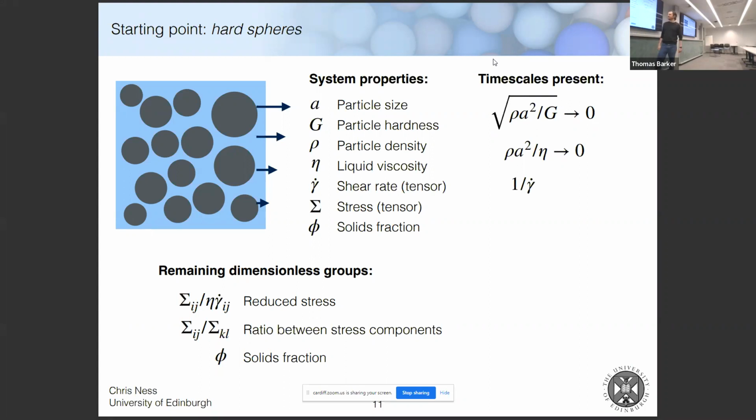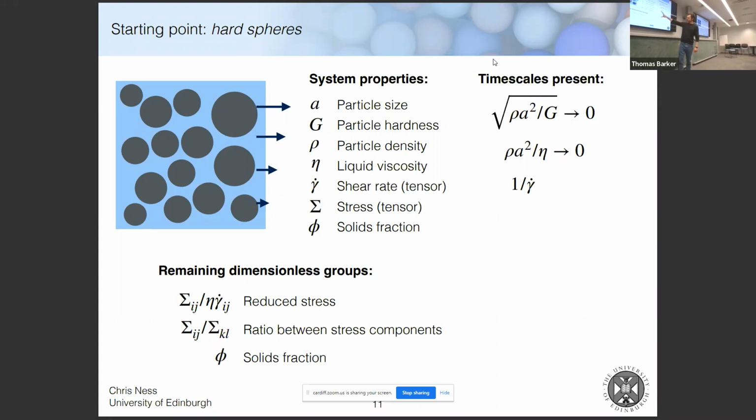And depending on our interests, in principle, these don't have to be i and j, this can be i, j, and k, and l as well. So this is one of the relevant dimensionless groups. Then we have the stress tensor itself. Each of the components might have different dependence on the reduced stress on phi. So we can write down the ratio between any of the elements of the stress tensor as another control parameter.